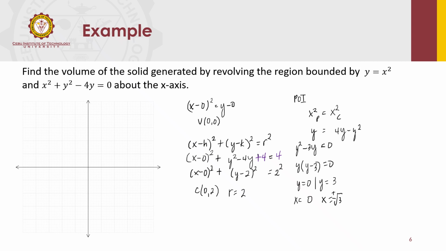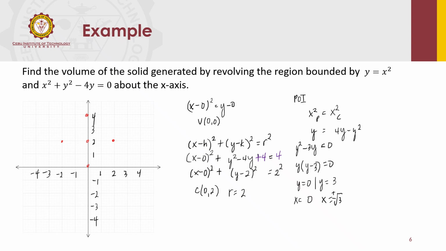So let's now label the Cartesian plane. I think we can use 1 unit. And for the center of the circle, it's (0, 2), and the radius is 2. So we count 2 units below the center, 2 units above the center, 2 units to the right, 2 units to the left, and then draw the circle.